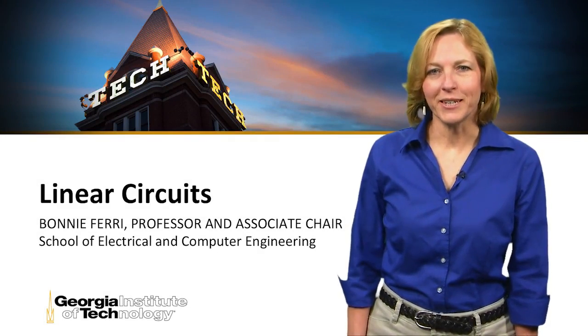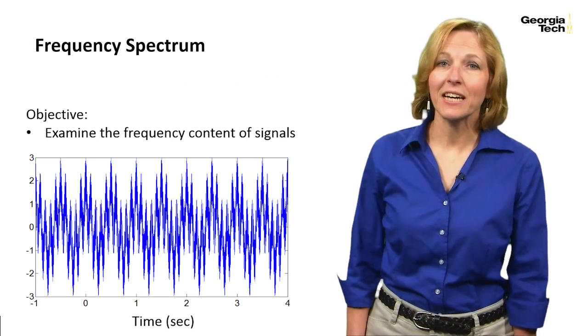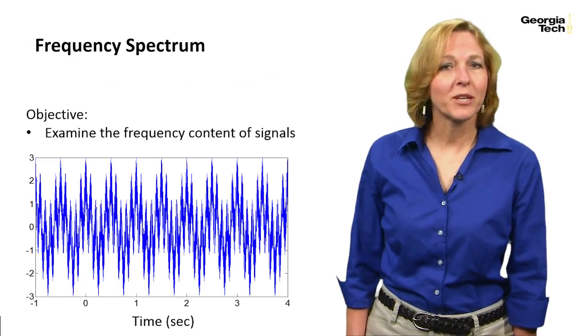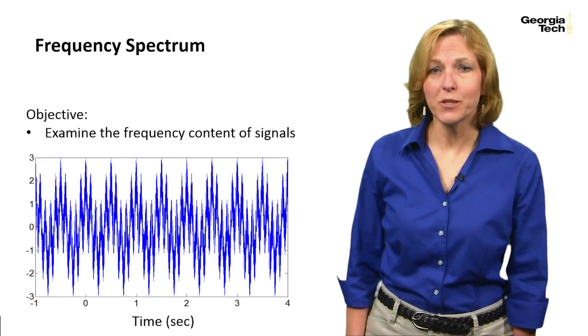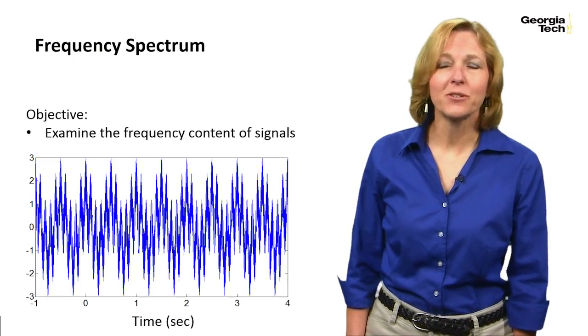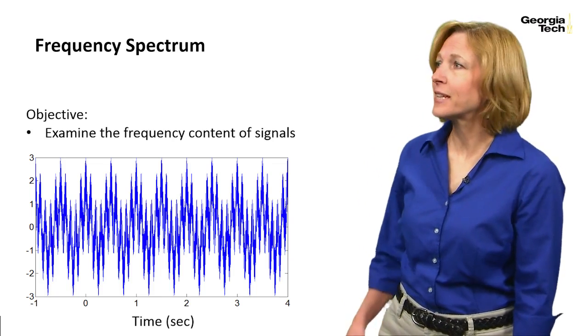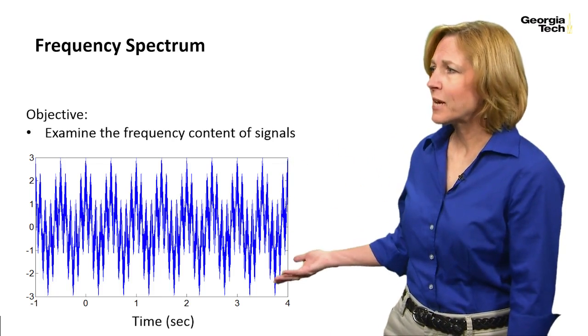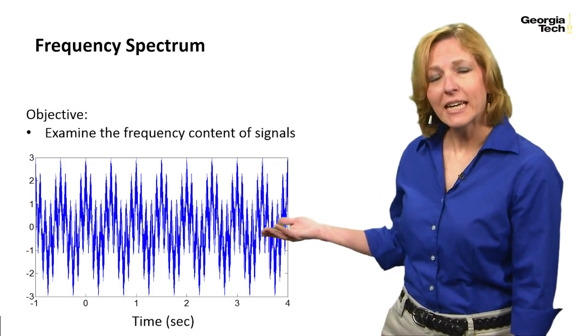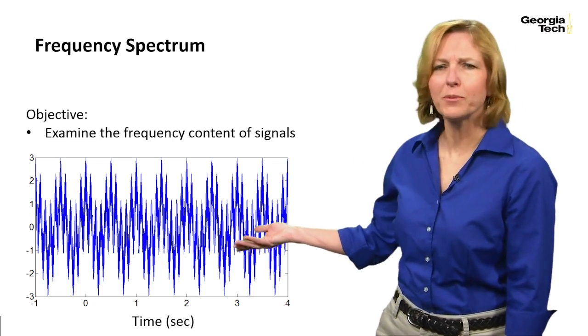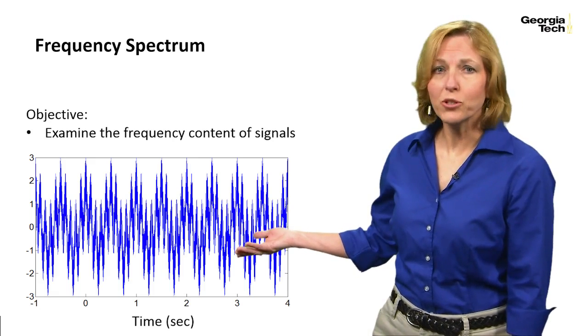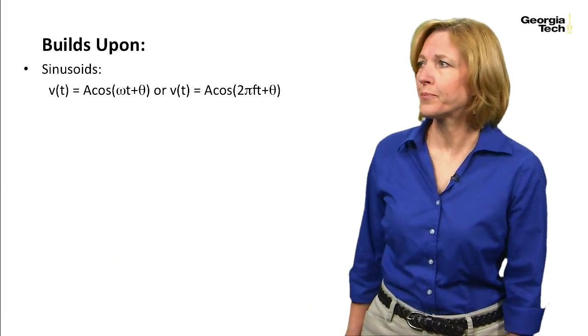This is Dr. Ferry. This lesson is on the frequency spectrum. Before we can do an analysis of the frequency response of circuits, it helps to understand the frequency content of signals, and that's what the frequency spectrum is. For example, look at this signal right here. It has a number of different frequencies in it, and this could be a voltage or a current signal.